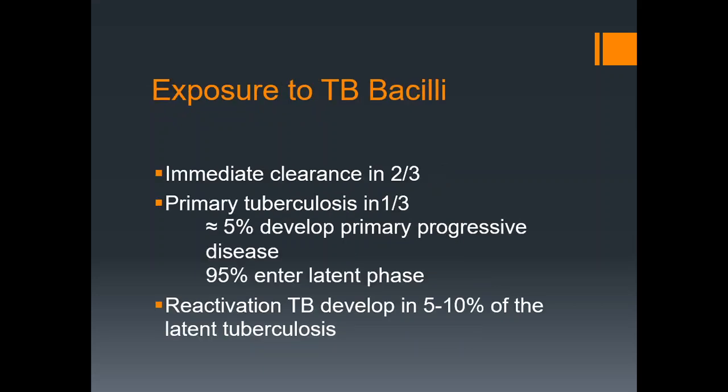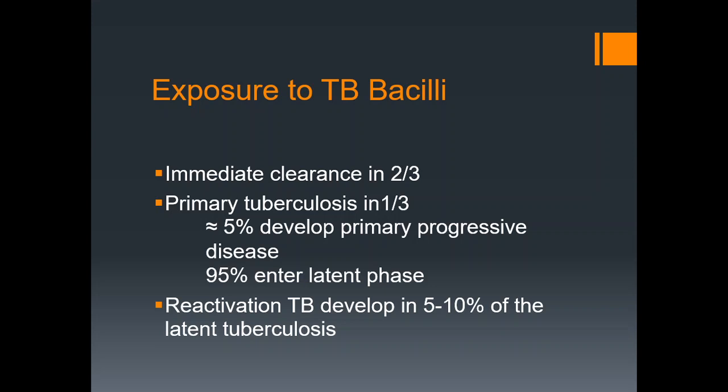So immediate clearance of the organism happens in 2/3 of patients, primary tuberculosis in 1/3, about 5% develop primary progressive disease at the time of the primary infection, and 95% enter the latent phase, those who develop a granulomatous reaction and will contain the acid-fast bacilli in the body, preventing them from multiplication.